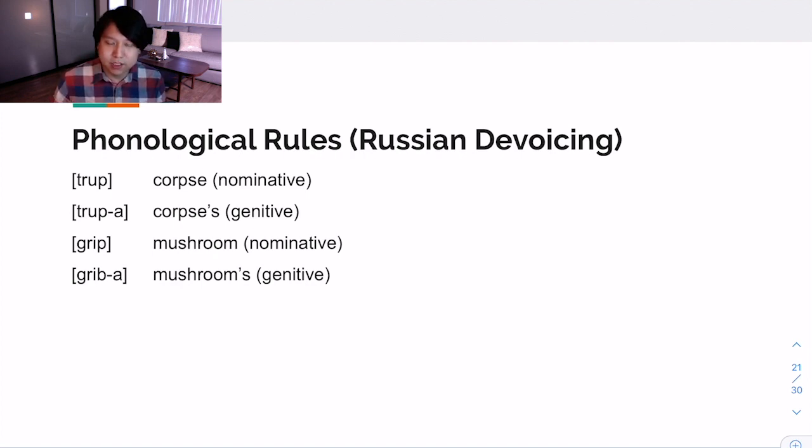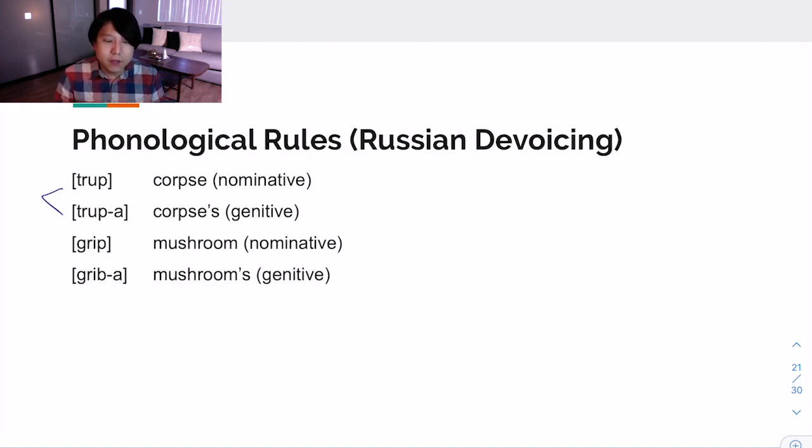Russian also has a devoicing process. We're going to learn about it. This example is also from the lecture slide. When you see the first two examples, you can't find any phonological rule or any allophone coming in. Trup and trupa are the same word, corpse. It's two different realizations of the same word. It can be nominative, when it's at the beginning of a sentence, and genitive, when it's a possessor of another thing, like corpse's something, it's trupa. When you say corpse is something, it's trup.